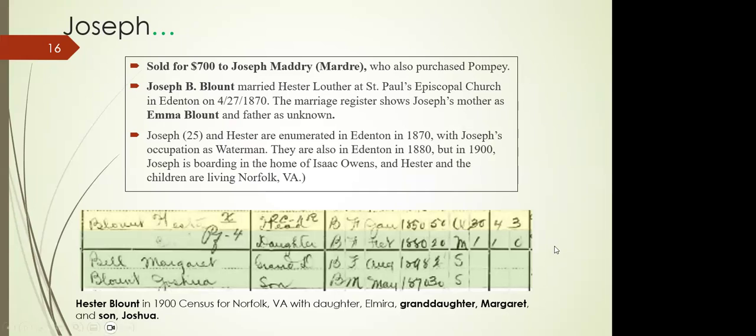The other thing I noticed here is that Hester says she has had 4 children. So that would be the 3 girls plus Joshua. But she says only 3 of them are living. So that gave me something else to try to track down, but I can tell you that it's a lie, because all the children were living at that time.